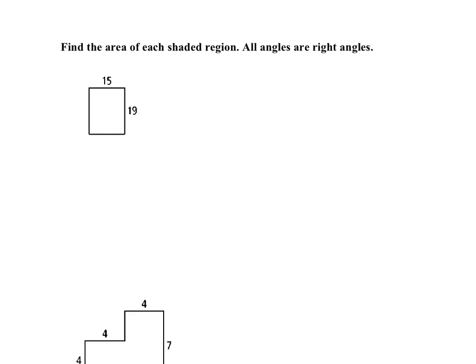Now I want to find the area of each region. There's no shaded region, so let's start. All angles are right angles. So that means that this is a rectangle. I have 4 right angles. So my area is 15 times 19, and that's 285, again units square.